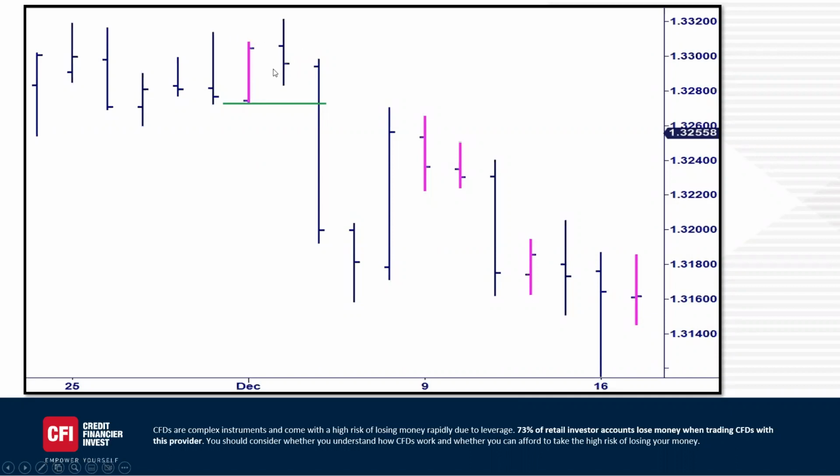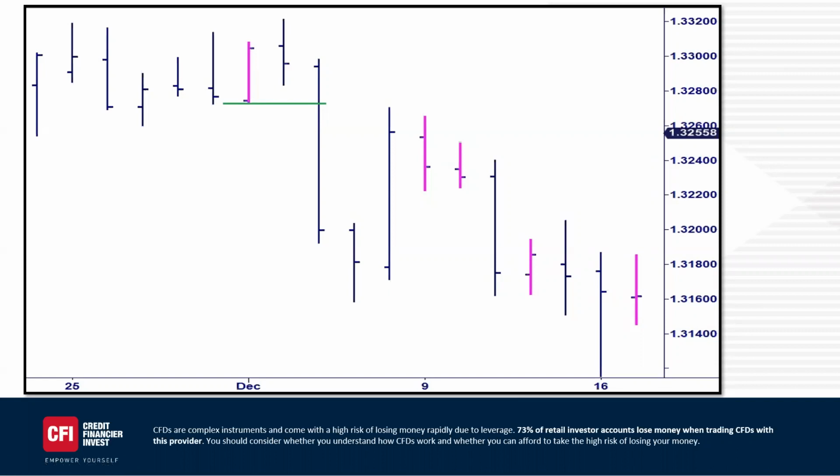So what happens? The buyers come in, they buy the break expecting the market to shoot up, but they're disappointed. And by the end of the session, the market's closed down. So they are losing money. Those that bought the break of this high are losing money. And that's the whole point of this setup.